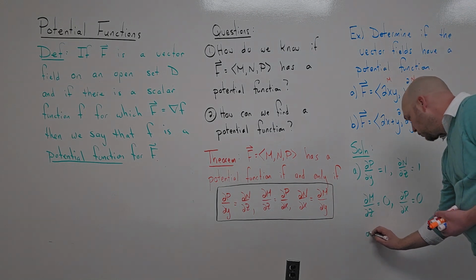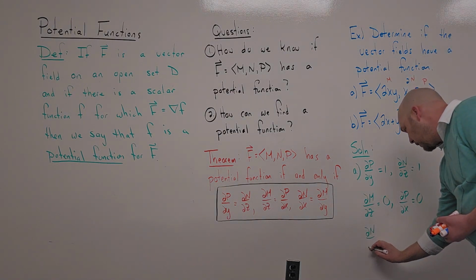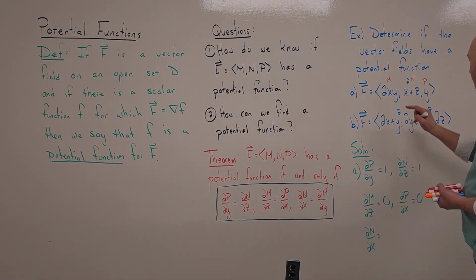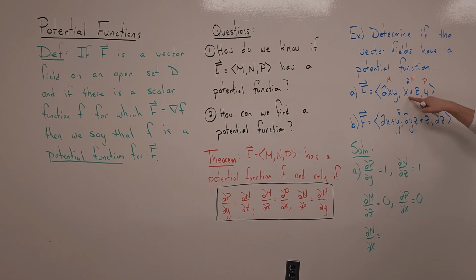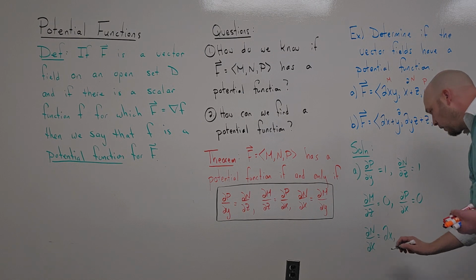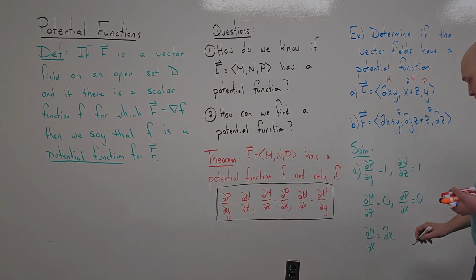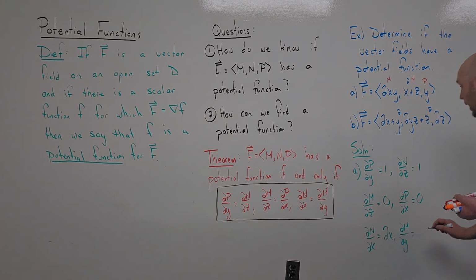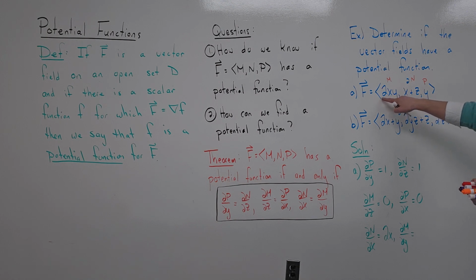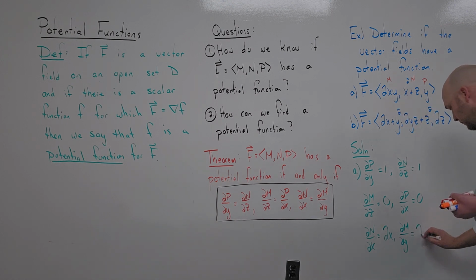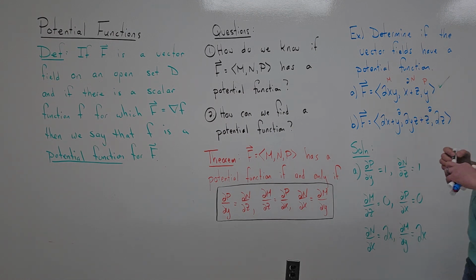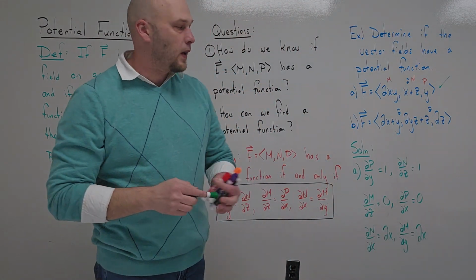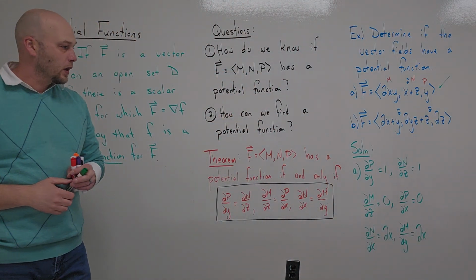So this would be the partial derivative of N with respect to x. N is the middle component. Partial derivative of this with respect to x, so that's an x squared, that gives me a 2x. And then I have the partial derivative of M with respect to y. M is the first component, and the partial derivative of this with respect to y would be 2x. All 3 equations are satisfied, therefore this vector field does have a potential function. In the following example, I'll show you how to find it.